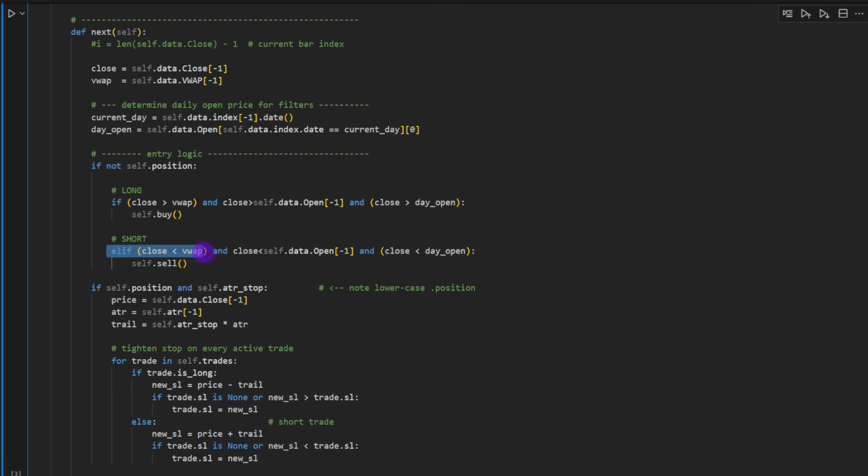Then if the opposite case is happening, we have the closing below the VWAP, and the closing is below the opening of the current candle. So that's a red candle. And the closing price is still below the daily open.